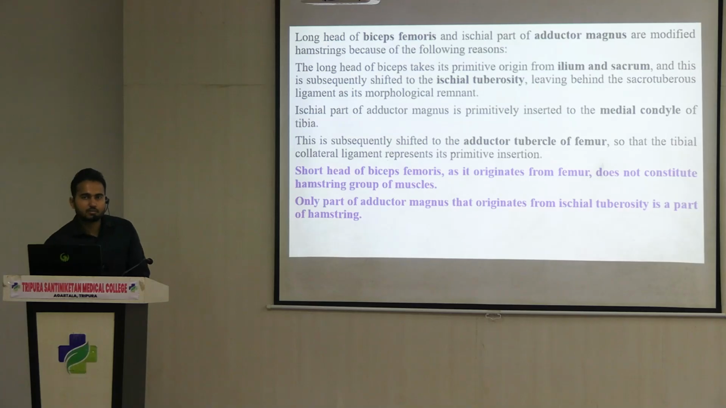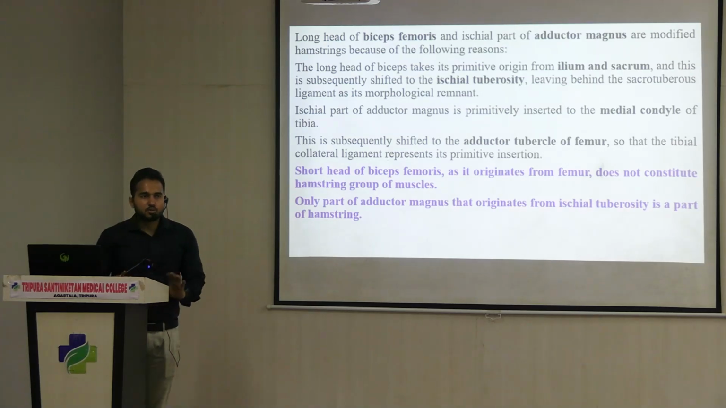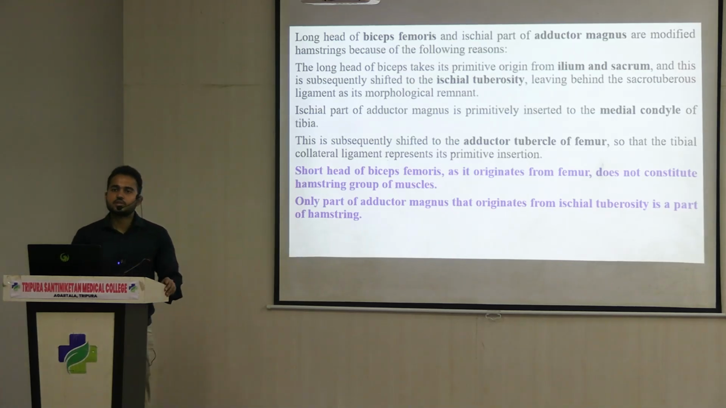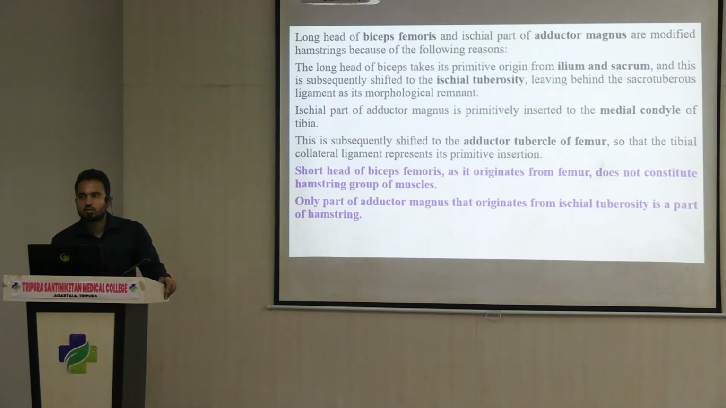Is it clear what these modified hamstrings are? To be a true hamstring, those 4 points that I mentioned must be fulfilled. If the muscles are not fulfilling those criteria, then these are called false or modified hamstring muscles. So which are the modified hamstring muscles? Long head of the biceps and adductor magnus muscle. Okay, why? The reason is explained.